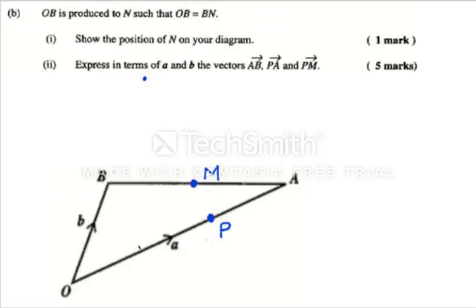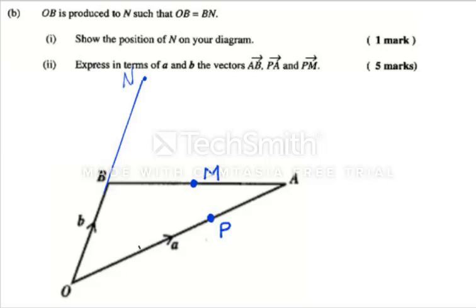So the line OB is produced. What I said earlier is that all that simply means is that the line is extended. So let's extend it. OB is produced, is extended, to N such that OB is equal to BN. Those two lengths must be the same. It's the same straight line, but it is produced, is extended. The word produced there simply means extended. All right, so we've just indicated N.